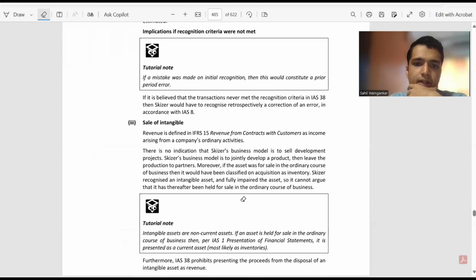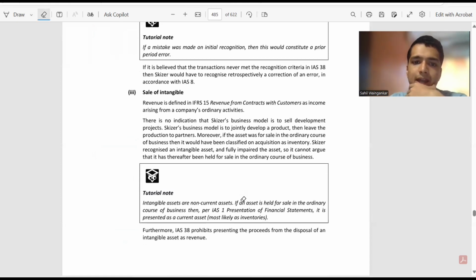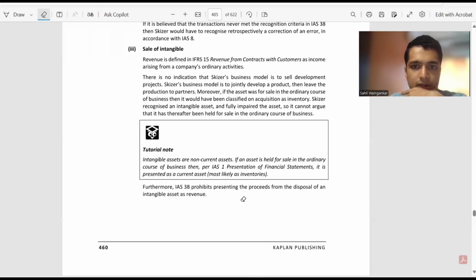Revenue is defined in IFRS 15, revenue from contracts with customers, as income arising from the company's ordinary activities. There is no indication that Skizer's business model is to sell development projects. Exactly. Skizer's business model is to jointly develop a product, then leave the production to partners. Moreover, if the asset was for sale in the ordinary course of business, then it would have been classified on acquisition as inventory. Skizer recognized an intangible asset and fully impaired the asset, so it cannot argue that it has thereafter been held for sale in the ordinary course of business.